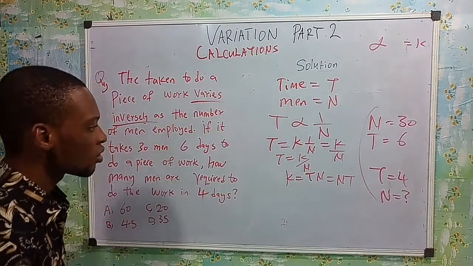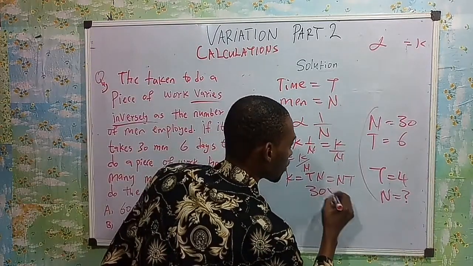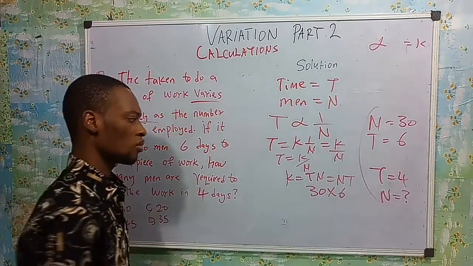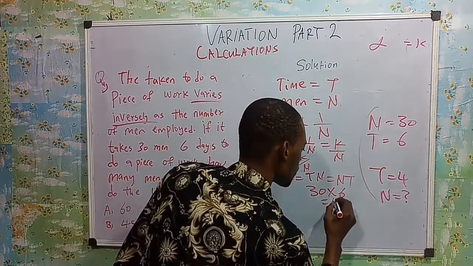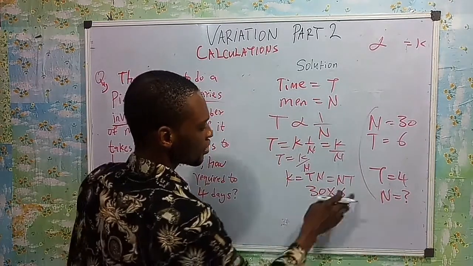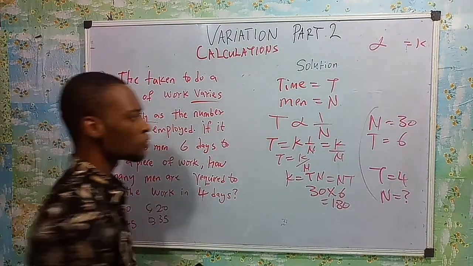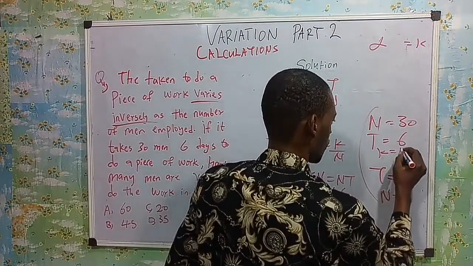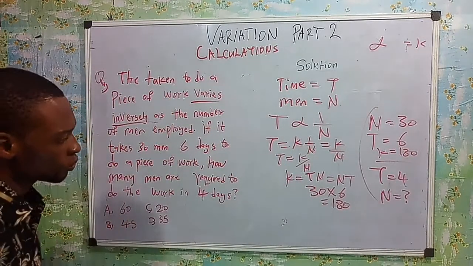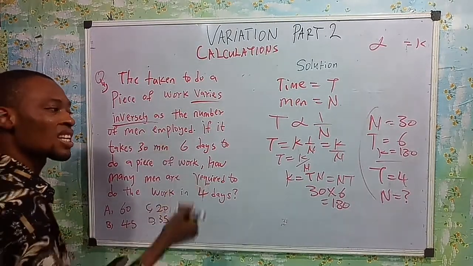Okay? Alright. N equals 30 and T equals 6. So 6 times 30 equals 180. 6 times 0 is 0. 6 times 3 is 18. So that is K for you. We found K, 180.